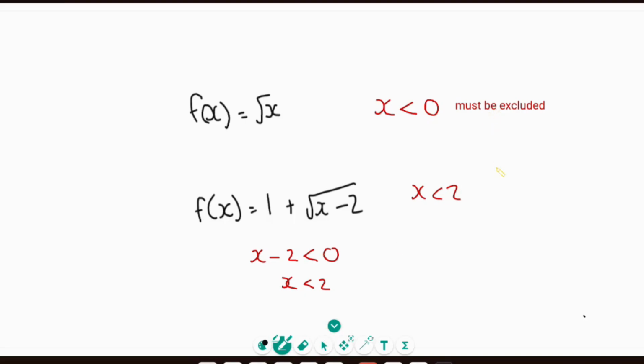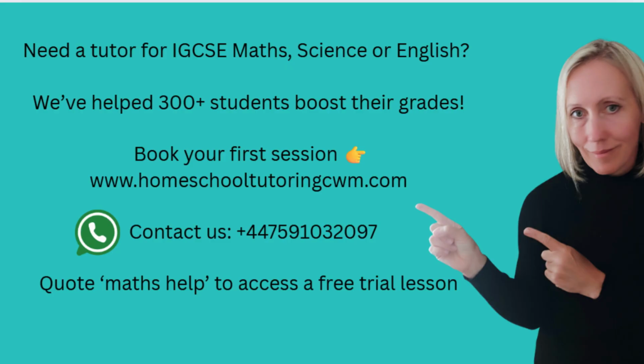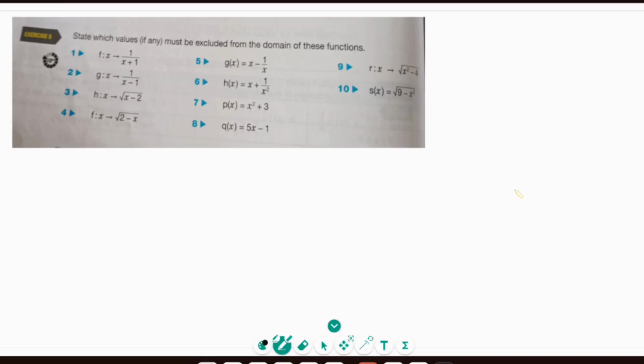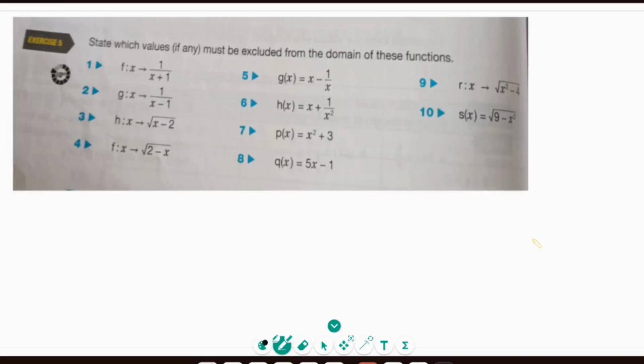If you just have a little think about it once you've got your answer, well, if x was 1, which is less than 2, 1 minus 2 is negative. Can't square root a negative number. Okay, maybe have a look at these questions yourself. Put me on pause and unpause when you have completed them.